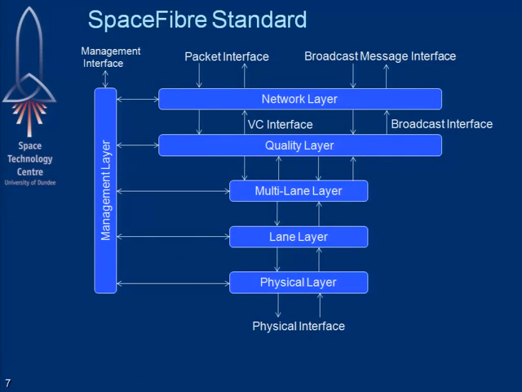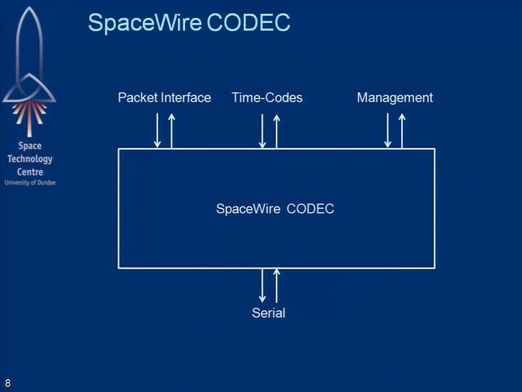Okay, so to look at the SpaceFibre standard, this gives an overview of the protocol stack from the network layer down to the physical layer. So we'll just run through those levels of the protocol stack. First of all, starting off at the interfaces at the top and bottom. So if we think about SpaceWire, which people may be familiar with, then this shows a typical SpaceWire codec. So you have packet interface, timecode interface, management interface, and the serial interface.